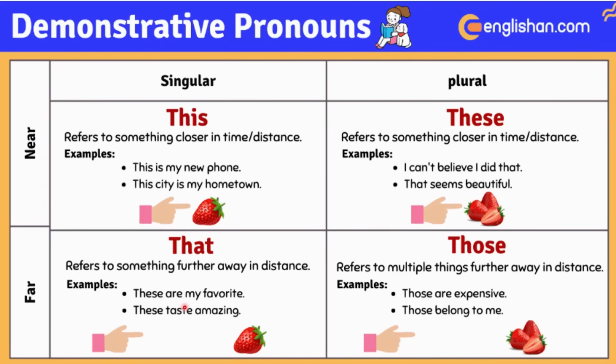Examples, these are my favorite. These taste amazing. Far, plural, those, refers to multiple things further away in distance. Examples, those are expensive. Those belong to me.